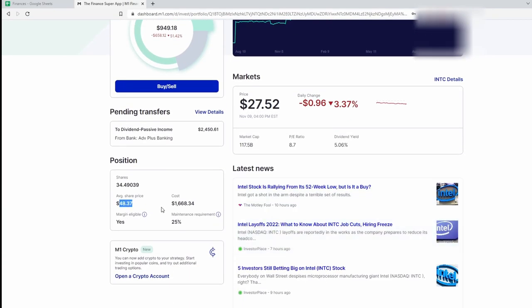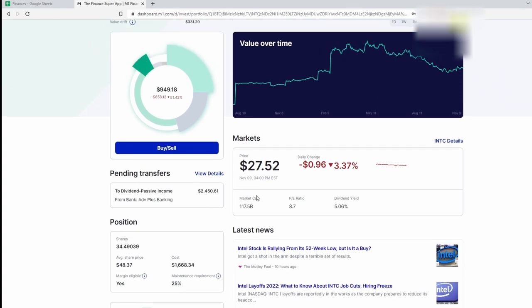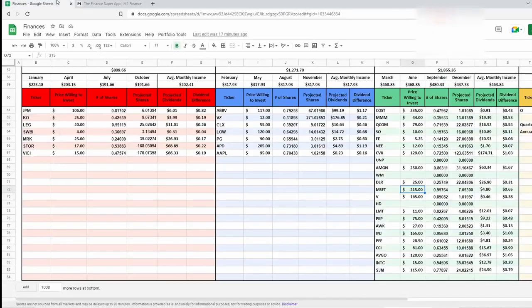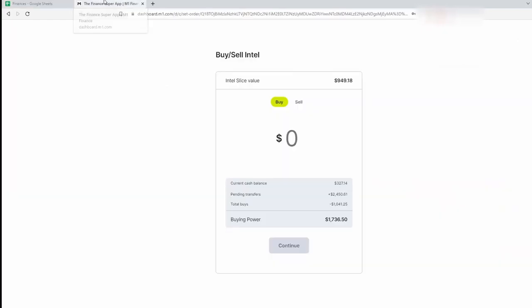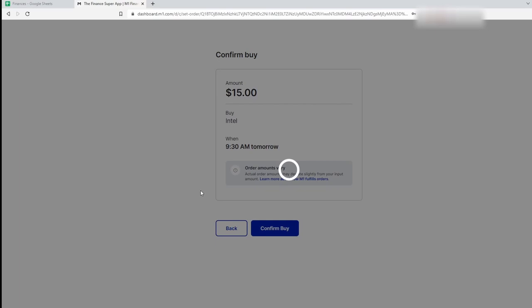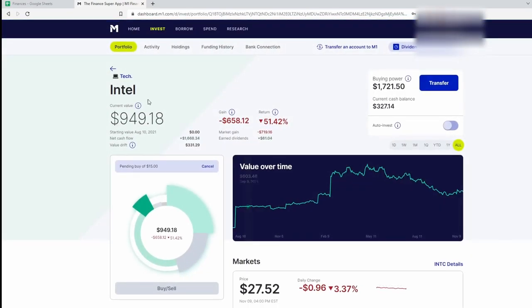Next, we got Intel. Average share price, $48.37. Wow, how the mighty have fallen. Oh, lordy, lordy, lordy. But hey, you know what? At least it won't cost me that much right now. Only $15 for 35 whole shares. Okay, so what, $15, right? Yep, there you go, $15. So let's buy this. Very, very nice. And we're done with that.